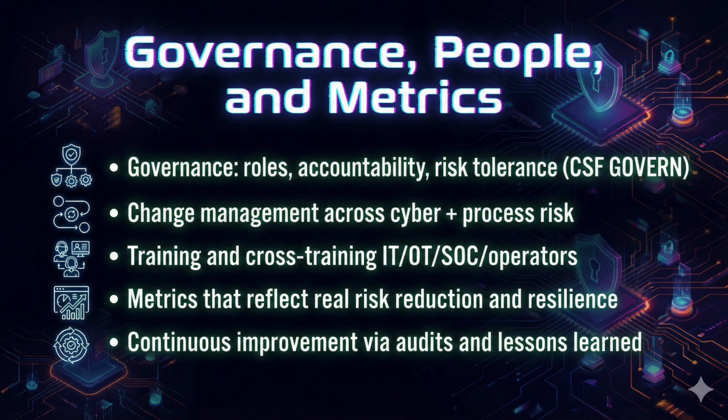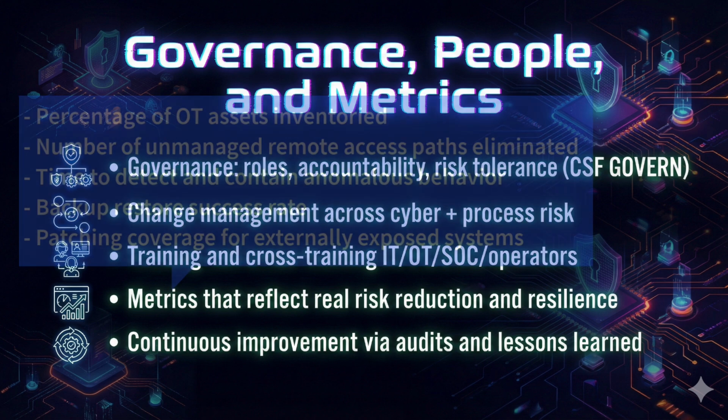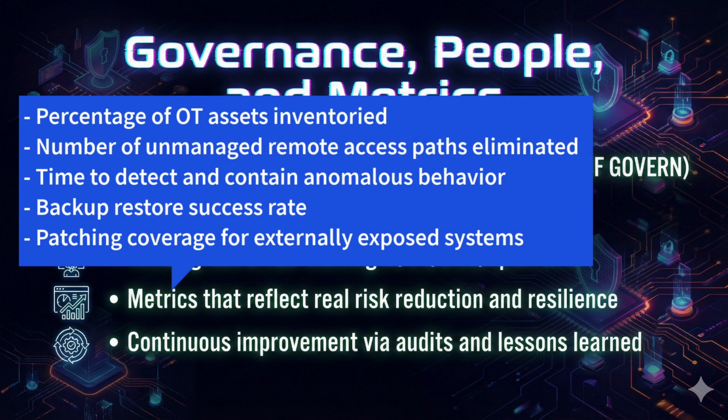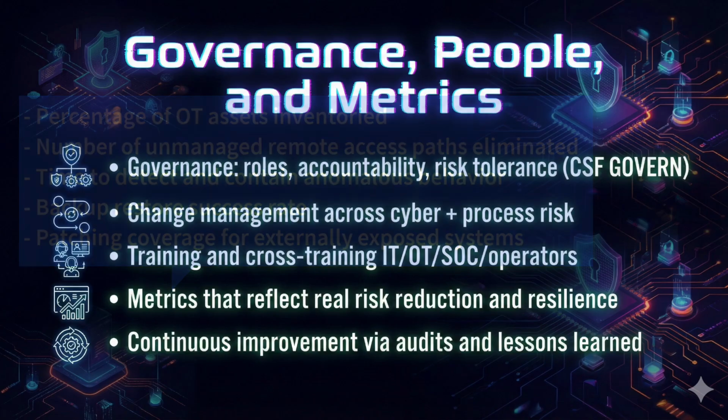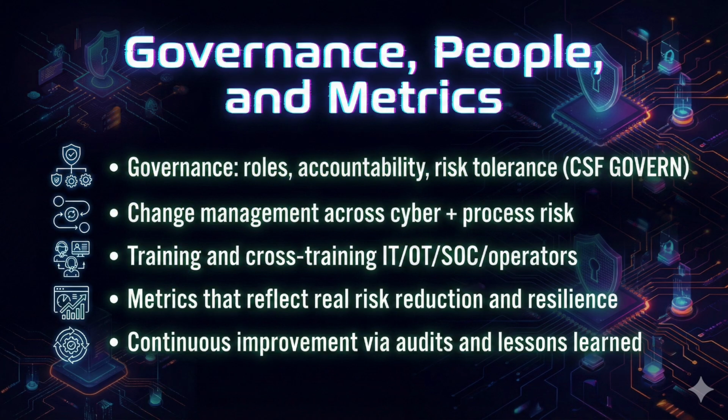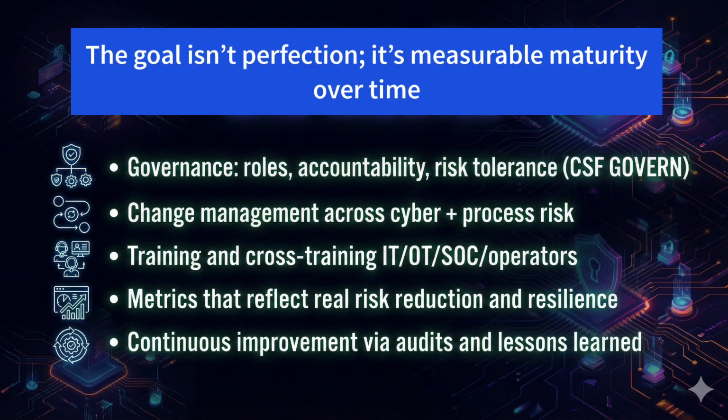Then we measure. Pick a few metrics that reflect real risk reduction: percentage of OT assets inventoried, number of unmanaged remote access paths eliminated, time to detect and contain anomalous behavior, backup restore success rate, and patching coverage for externally exposed systems. Finally, treat this as continuous improvement. Use assessments, audits, and post-incident reviews to update baselines, playbooks, and architecture. The goal isn't perfection, it's measurable maturity over time.